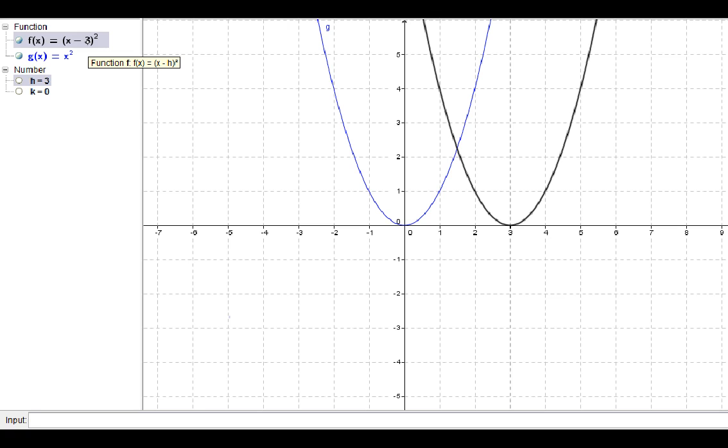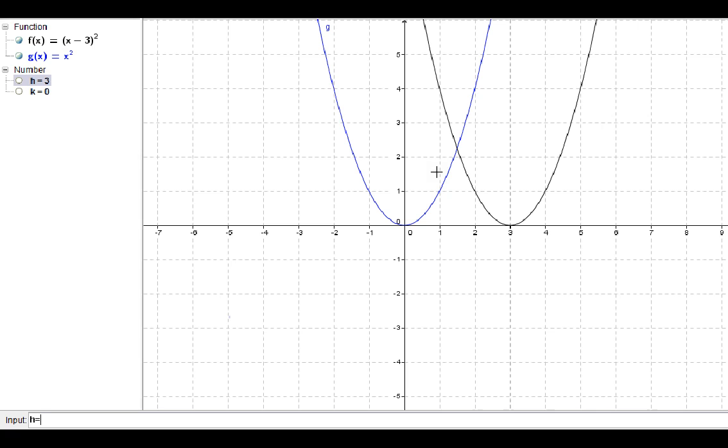It's similar to our synthetic division from earlier. It's working the opposite of what it says, and that's because it's inside the parentheses. So it actually affects the x before it's squared. And that's really important to keep track of.